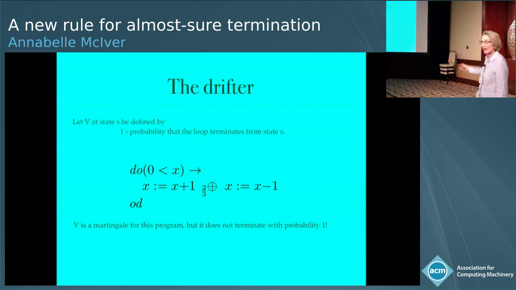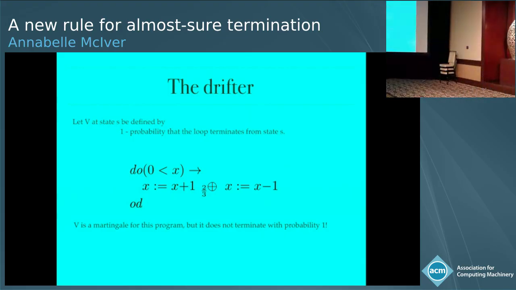But it does have a super martingale. We define v at a particular state s, determined by the value of x, to be 1 minus the probability that the loop terminates from there. This is a martingale, but it's not something that we can actually use to prove termination, which is a good job because it doesn't terminate. However, it is going to tell us something about the underlying behavior, namely that it's going to drift away to infinity.